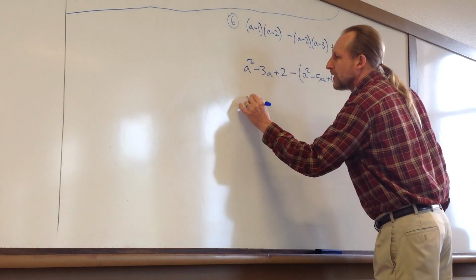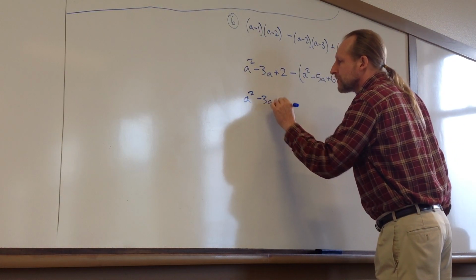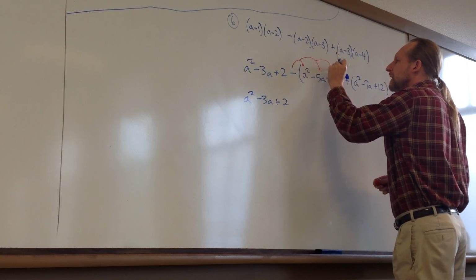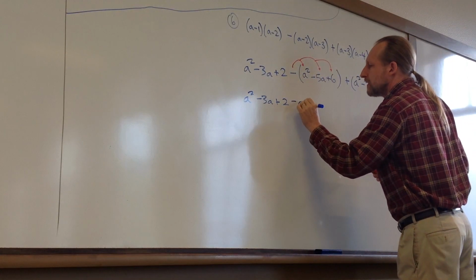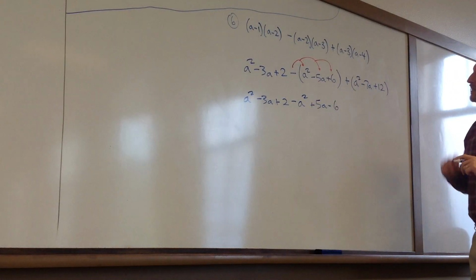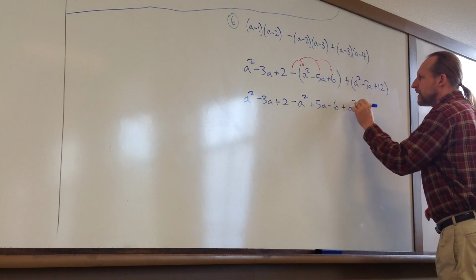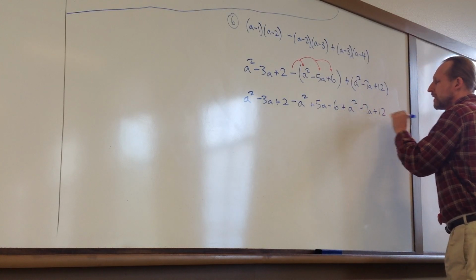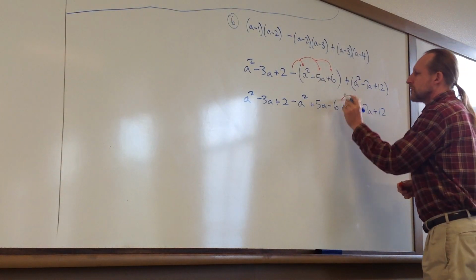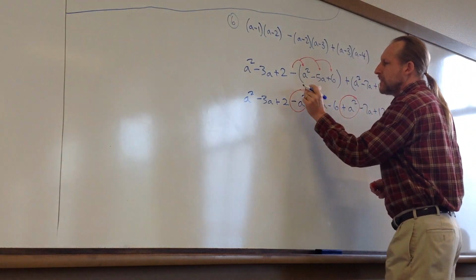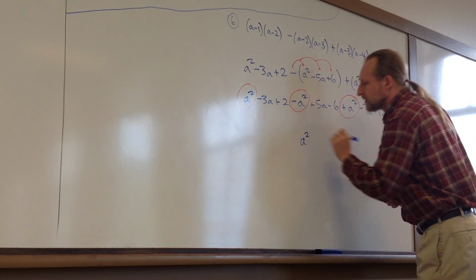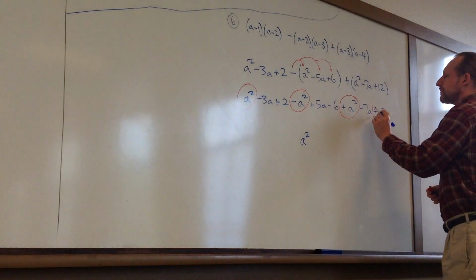So this right here will have a squared minus 3a plus 2. And then when we distribute the negative sign, we'll get minus a squared plus 5a minus 6. And then, like I said, over here, this will just be plus a squared minus 7a plus 12. And now we want to go through and combine like terms. So we'll get a positive a squared, a negative a squared, and a positive a squared. So that leaves us with positive 1a squared.